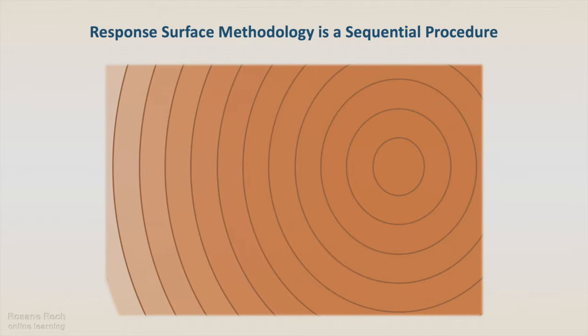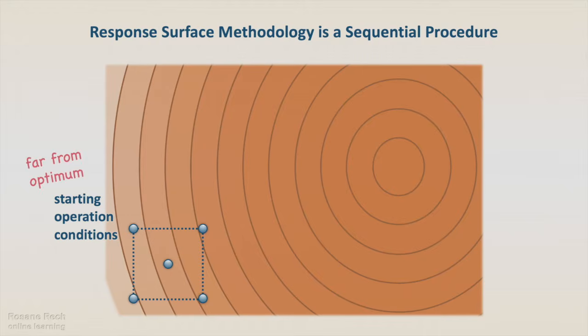Let's imagine we have designed our first experiment to understand the system's behavior. The final objective is to maximize the response. As we didn't know anything about the system when we began to study, the first design, the starting operation conditions, are far from the optimum. As the contour lines in this region have little curvature, we can describe the behavior by a linear model.